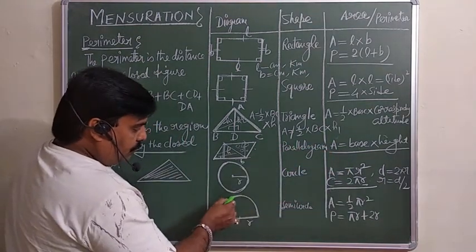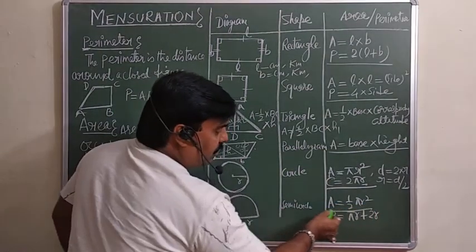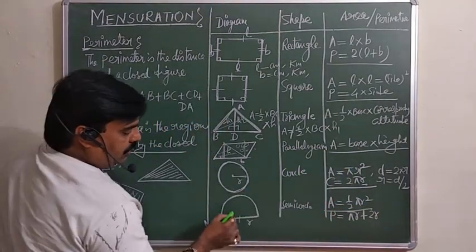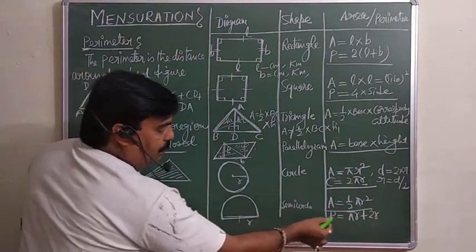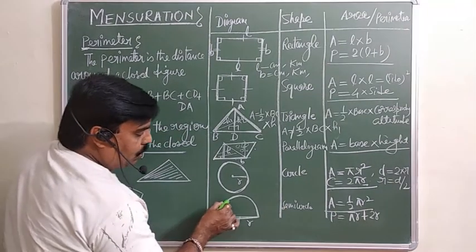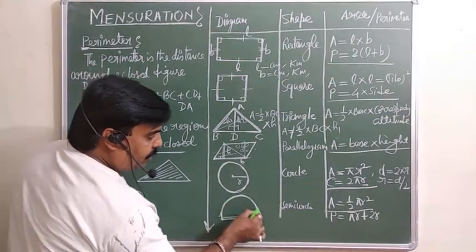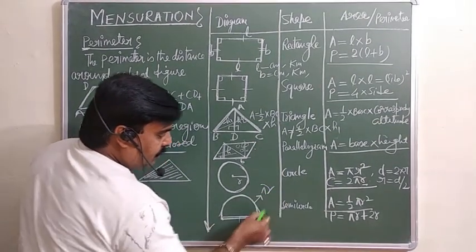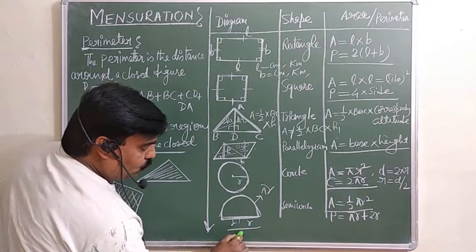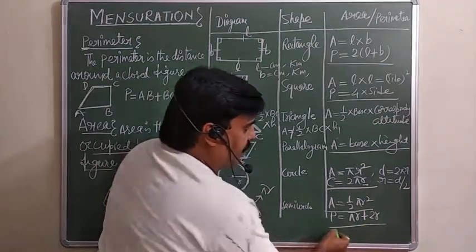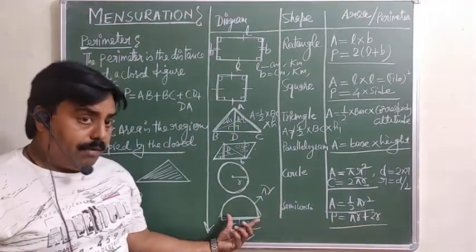This is your semicircle. Area of the semicircle is half of the area of the circle. Half है ये, this one. And perimeter की बात करेंगे तो perimeter means this outer boundary, remember this one. So this is your pi r, and this is r plus r. So this is 2r. So the perimeter will be pi r plus 2r in case of the semicircle.